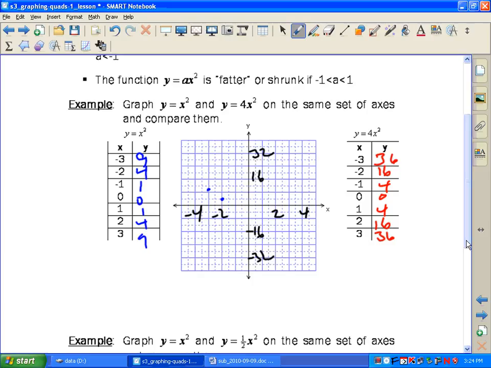Negative 1, 1 would be right here. And then 0, 0 would be right there. And then we get something that looks like that. Something would go up to here. Negative 3 would go up to about here.